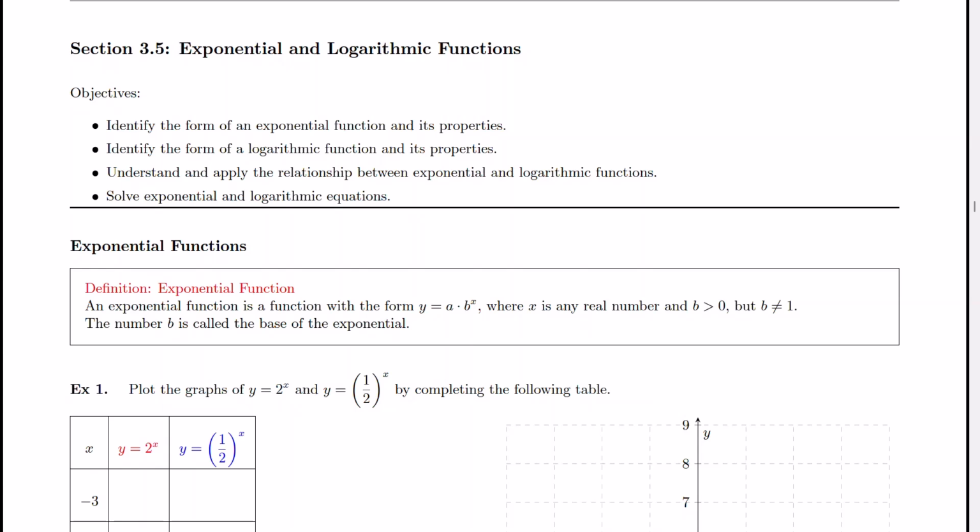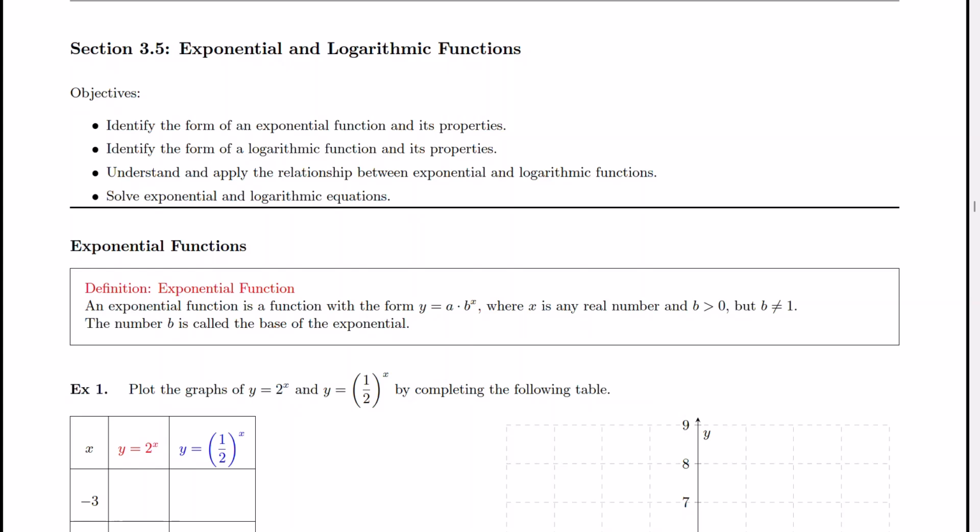So begin with the definition of exponential functions. An exponential function is a function of the form y equals a times b to the power of x, where x is any real number, and a and b are numbers, but b cannot be equal to 1, and it must be greater than 0. The number b is called the base of the exponential.